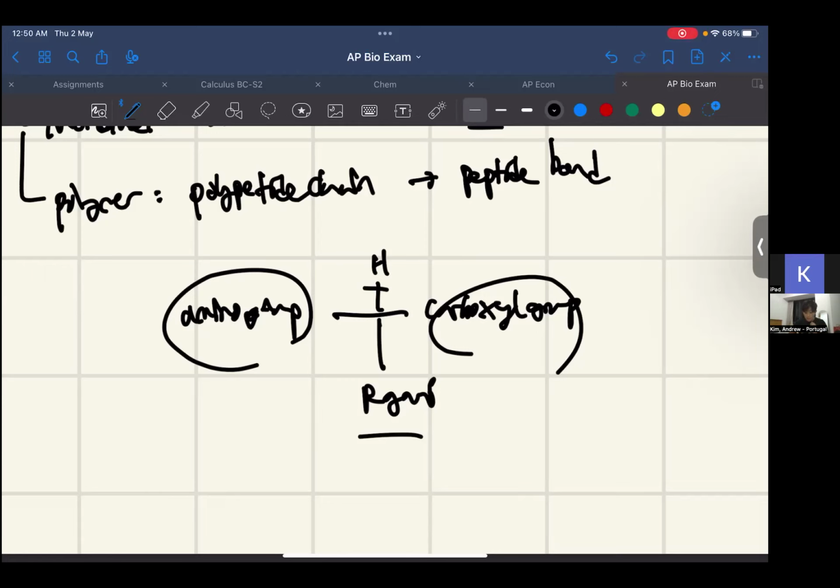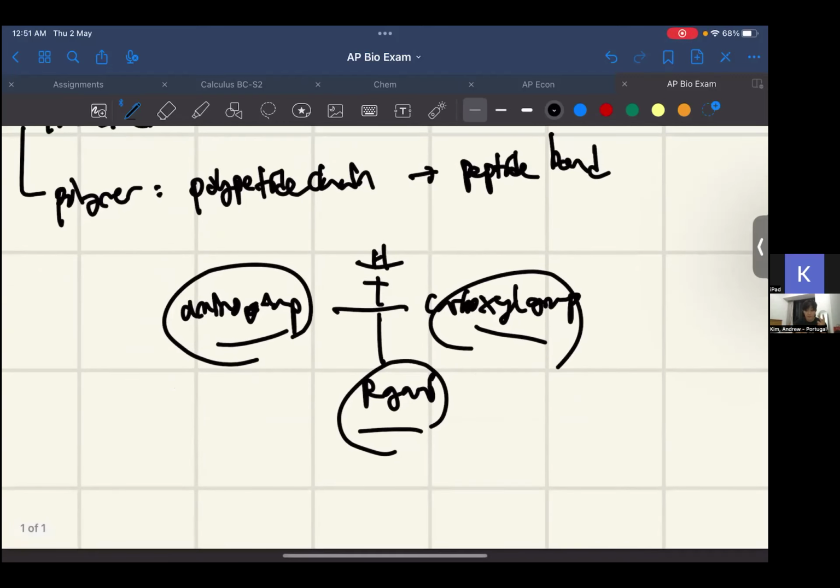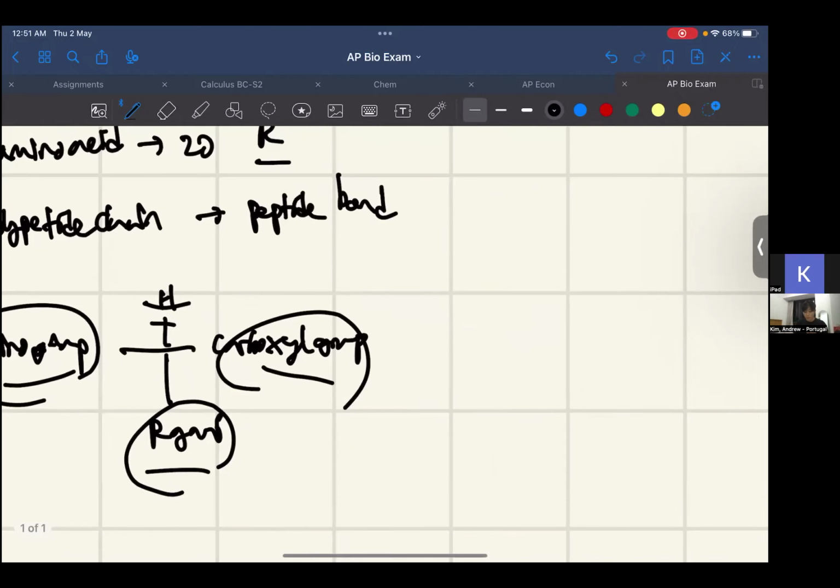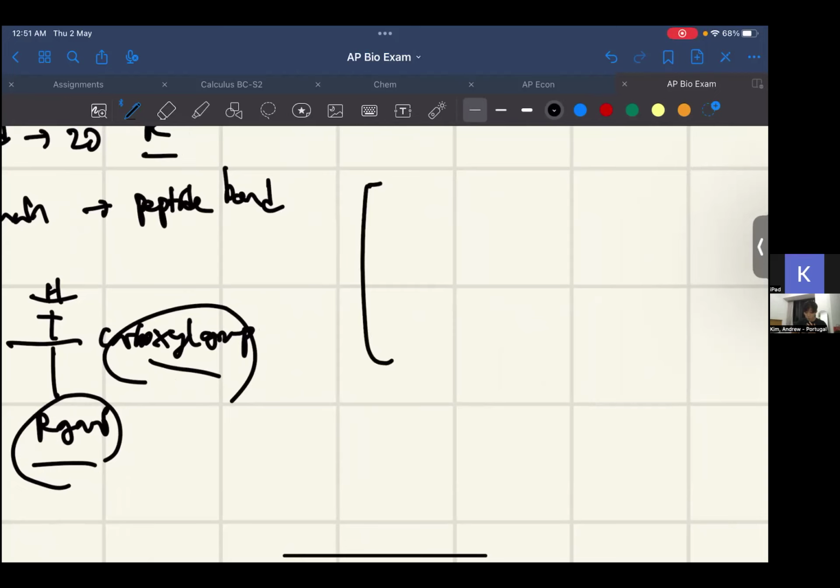The amino group, H, and carboxyl group are all the same for every single amino acid, but this R group is different. And this R group is the part that distinguishes each monomer or amino acid. So again, there are 20 different types of amino acid, which means there are 20 different types of R groups, okay? So just remember that. Now, when we're talking about the polymer of a protein, it's very complicated because there are four different structures of a protein polymer.